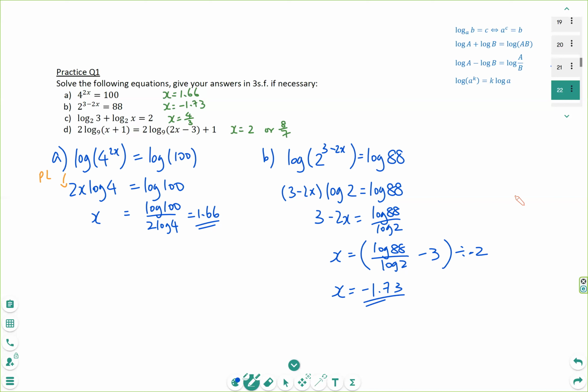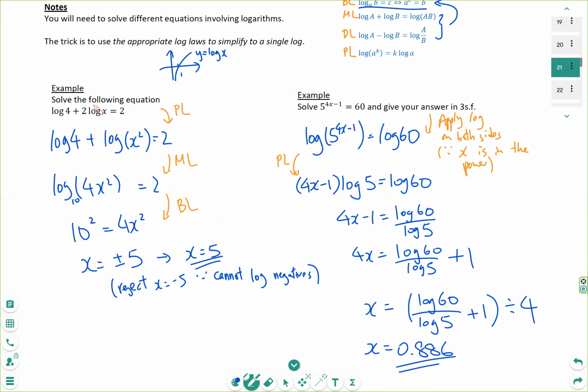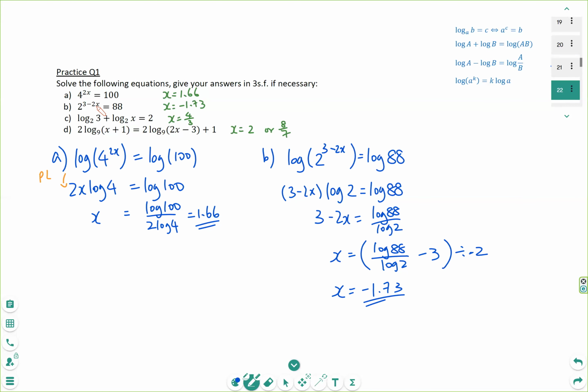But sir, did you not say in the last example that x can't be negative? Well, partially correct. We can't have x being negative when it's inside the log. But because this x is just in the power, if you put in a calculator 2 to the power of 3 minus 2 times negative 1.73, it will work. You can have a negative power, but you can't have a log of a negative.